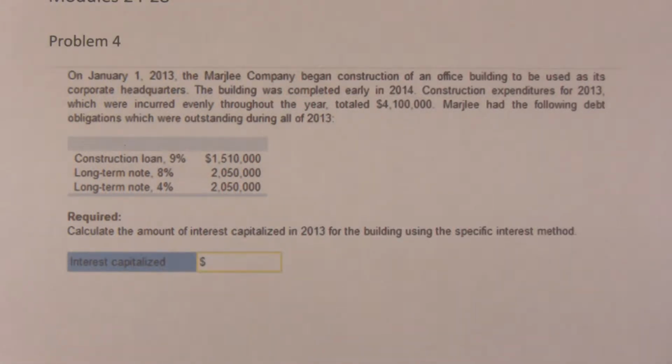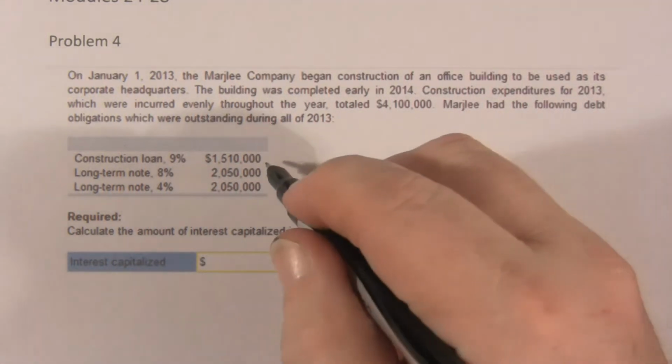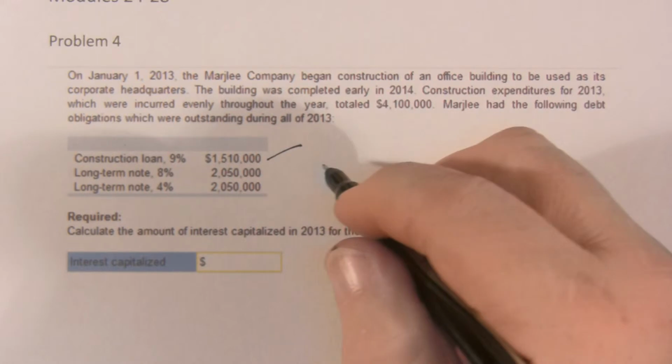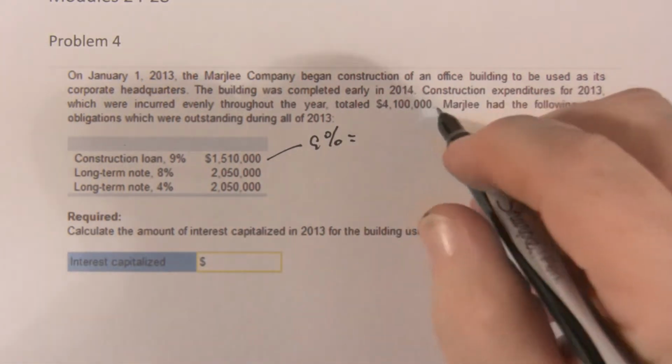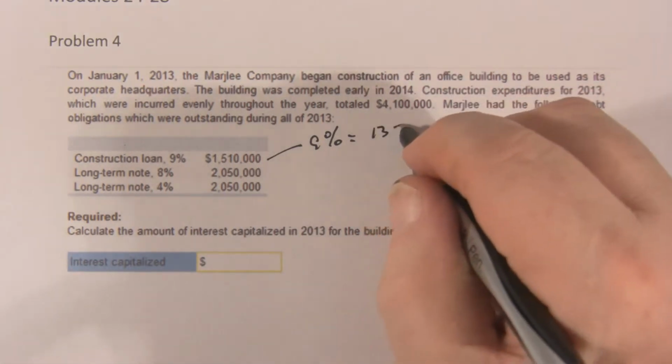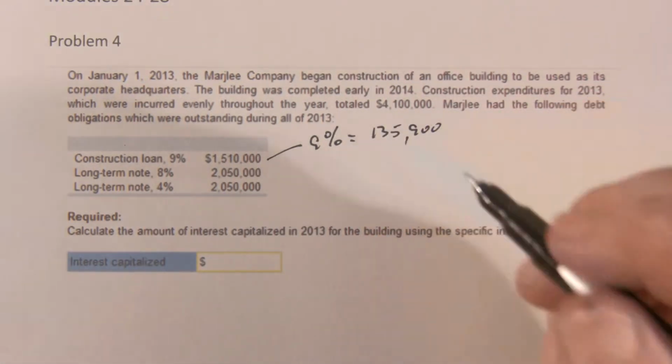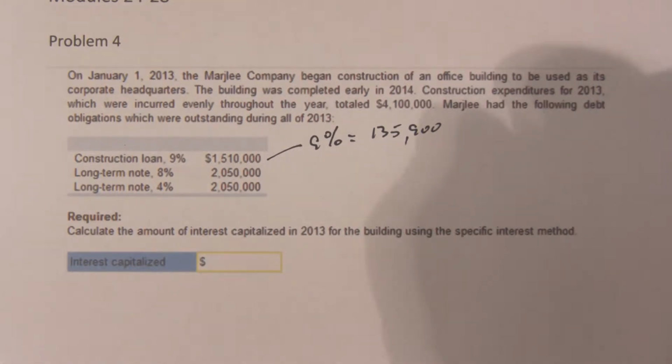Now, this is not the method where you capitalize the lesser of the actual interest or the capitalizable interest. This is the specific interest method. In other words, we know specifically what interest we have. So we know for a fact that all of the interest for this, so 9% of that works out to $135,900. So at a minimum, we know that's capitalizable.